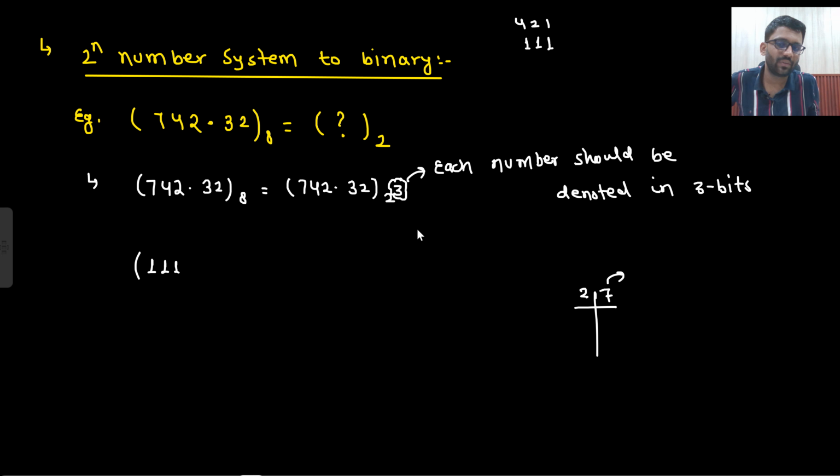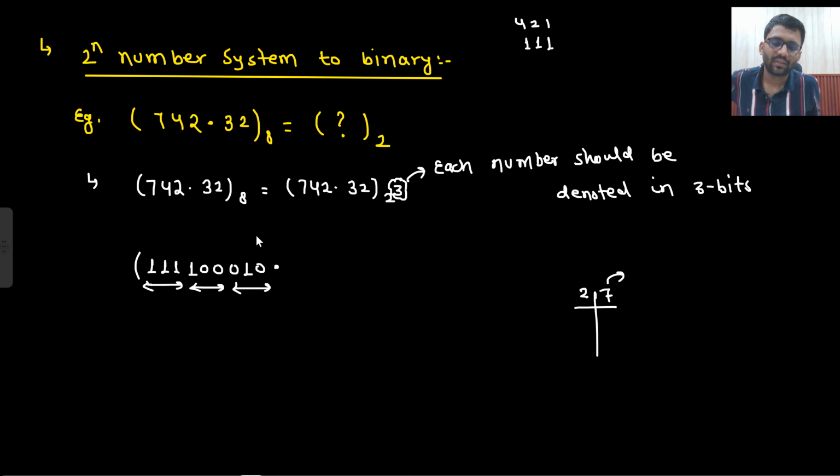4 in 3 bits will be 1 0 0. 2 in 3 bits will be 0 1 0. Now someone will say, sir, I can write 2 in 2 bits only, 1 0. No, but you need to denote it in 3 bits. 3 bits.